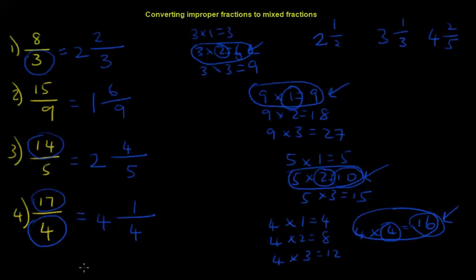So there we have it. 17 over 4 is equivalent to 4 1/4. And that's how you convert improper fractions to mixed fractions.